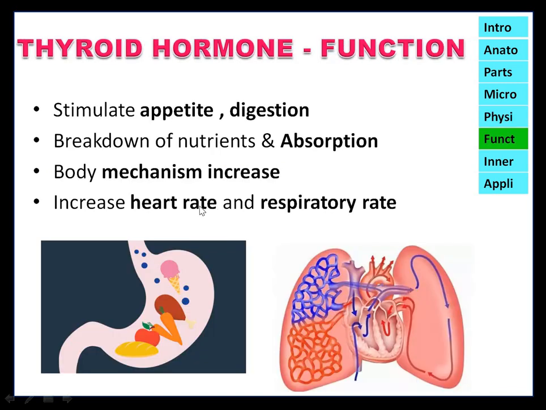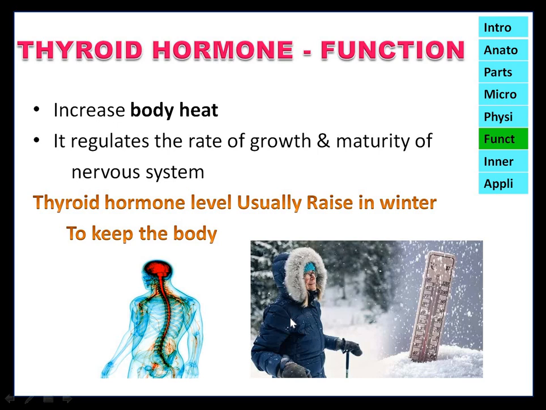Now the function of thyroid hormone. It stimulates the appetite and digestion. It breaks down nutrients and helps absorption of food materials. That's why it helps the metabolism of our body. And this thyroid hormone increases our heart rate and respiratory rate. This thyroid hormone produces more body heat. That's why our thyroid level is usually raised in winter to keep our body warm. It regulates the rate of growth and maturity of the nervous system.